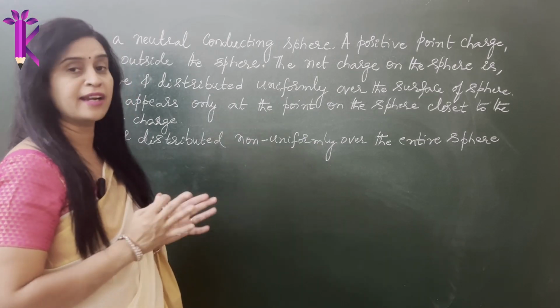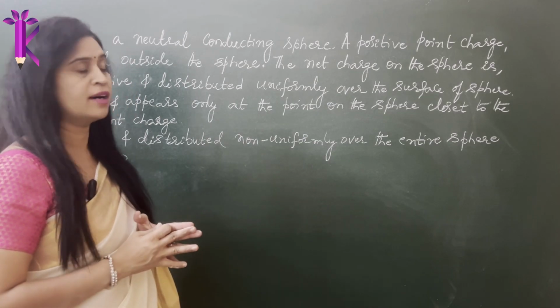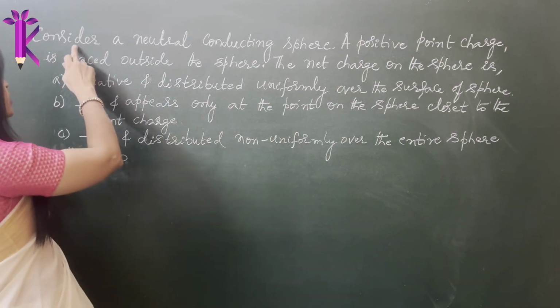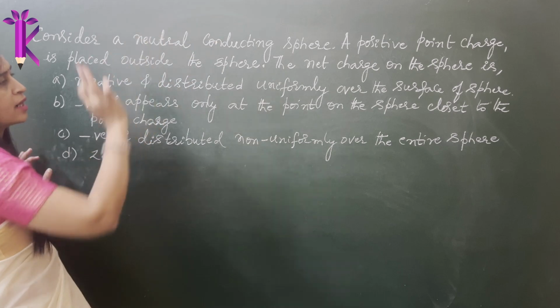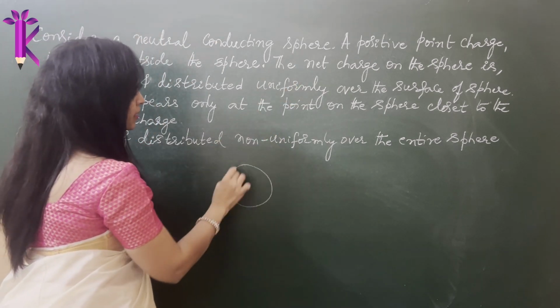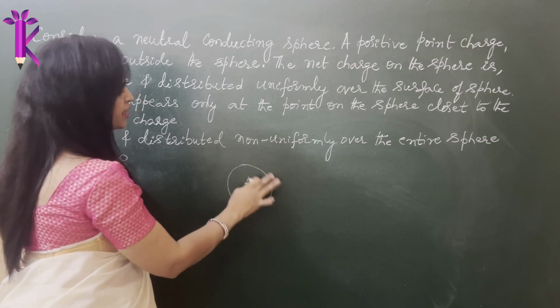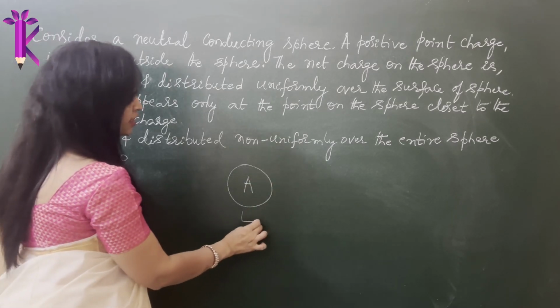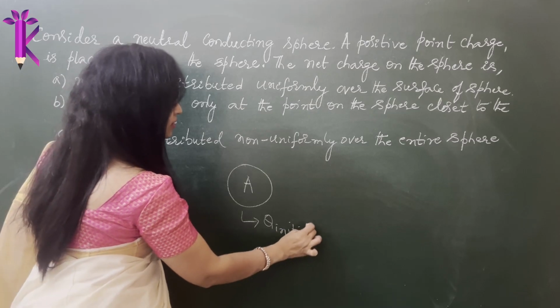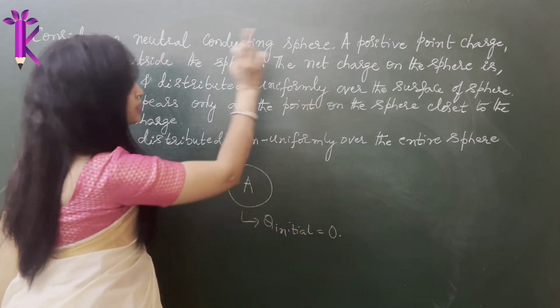Well, again, time for another very important conceptual numerical entrance exam question. Consider a neutral conducting sphere A. It's a neutral conducting sphere, so it has an equal number of positive and negative charges. So what is the charge on the sphere? The initial charge on the sphere is assumed to be 0 because it is neutral.